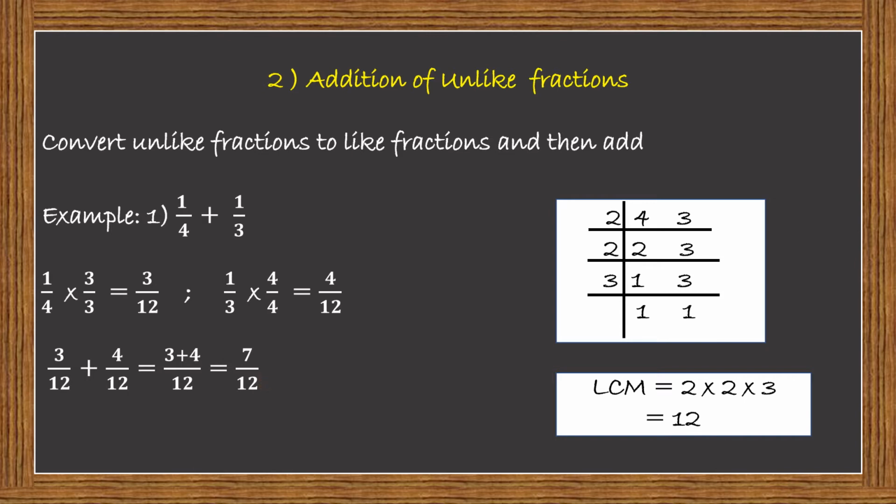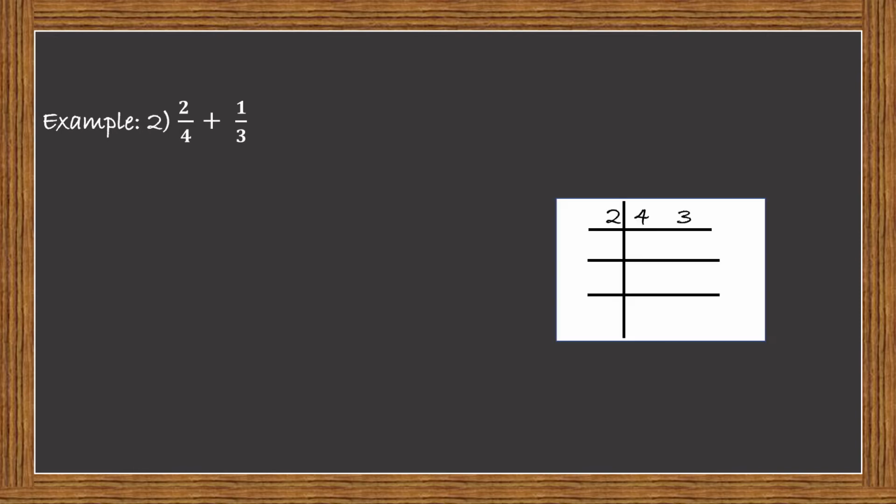Let's take one more example so that you will understand it. The next example is 2 upon 4 plus 1 upon 3. Again the denominators are 4 and 3, which shows they are unlike fractions. So again we have to find the LCM of 4 and 3. We use the same method, the short division method. We have calculated the LCM and we have taken out all the factors.